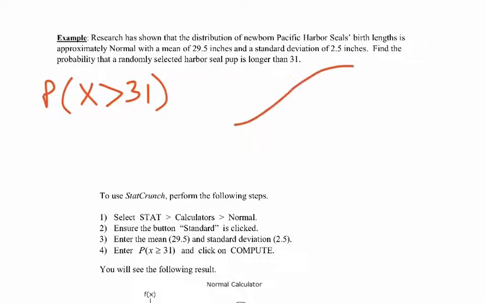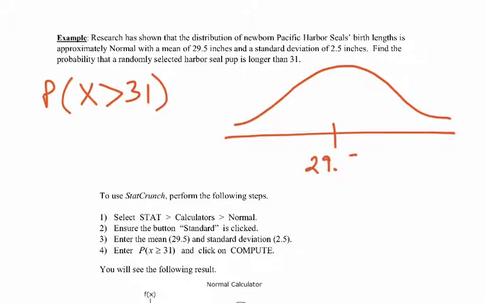So let's make a quick sketch of what we're working with. I'm going to put the mean right in the middle. The mean was 29.5, and then 31 would be to the right of that, so I'm just going to pick a spot and stick the 31 there. I want to know the probability that a randomly selected pup is longer than 31 inches, so I'm going to shade in the area to the right. Thinking about these areas, which direction you're shading in, and how much you're shading approximately is really, really important. That's why I really want you to draw the graphs every time you do these.